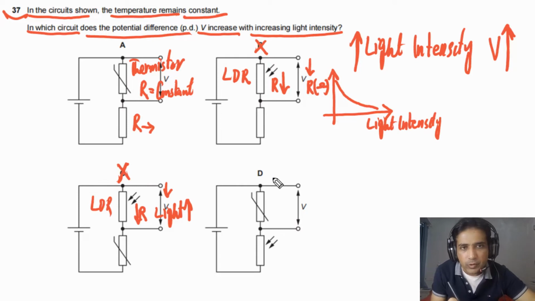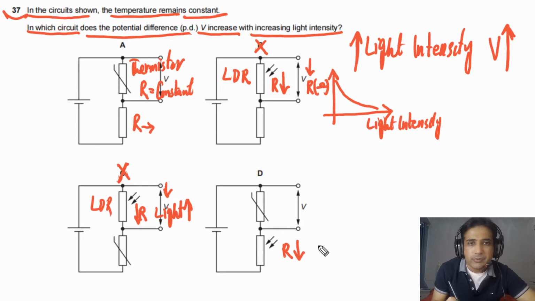Now if we go to option D, in this case we need to understand, as light intensity increases, resistance of this one will decrease. Resistance of this one will decrease, so the potential difference, or we can say if we connect a voltmeter across this one, the reading of the voltmeter will decrease. But in this case, the EMF of the battery is fixed.